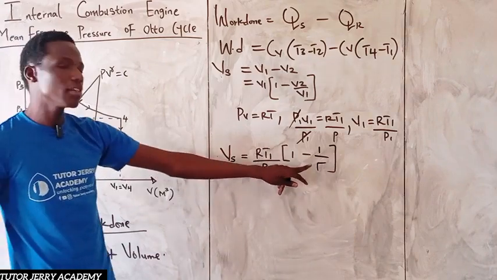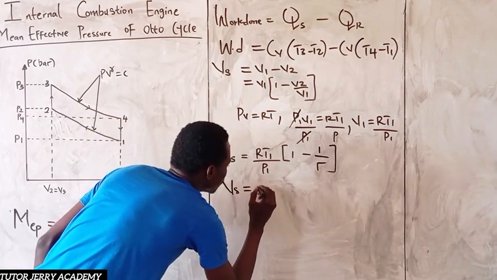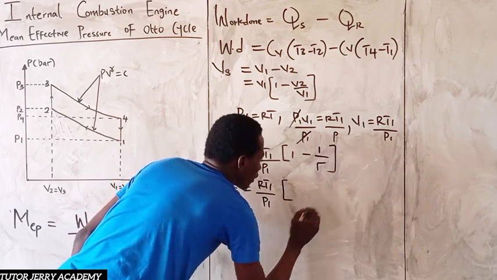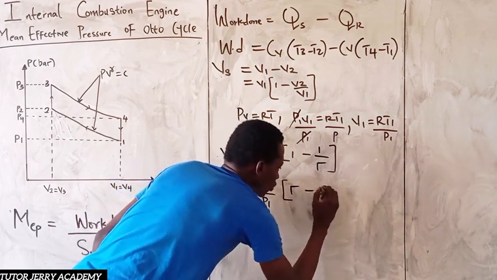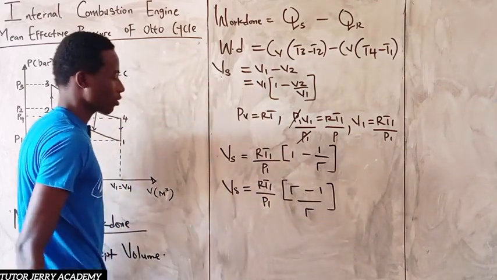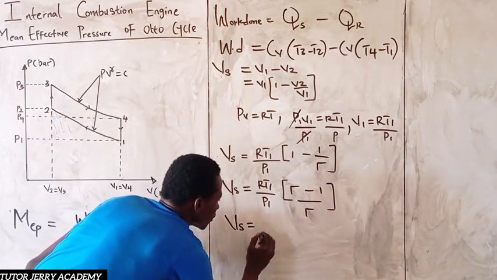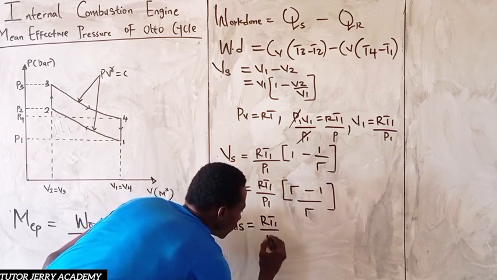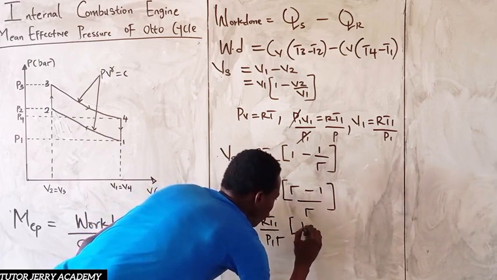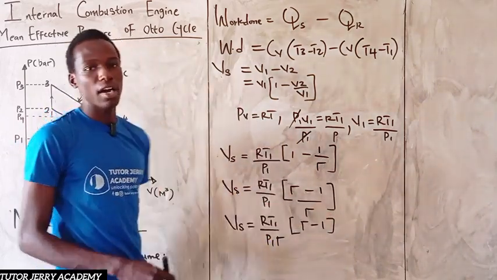Next, I'm going to take the LCM of what is inside this bracket. So Vs will be equal to RT1 all over P1 into the bracket of compression ratio minus 1 all over compression ratio. Now, of course, I can rewrite this as V subscript S equals RT1 all over P1 compression ratio into the bracket of compression ratio minus 1. If you multiply through, you get what you have here.